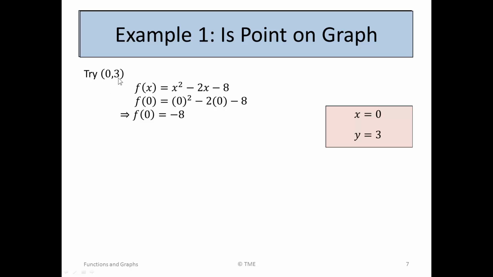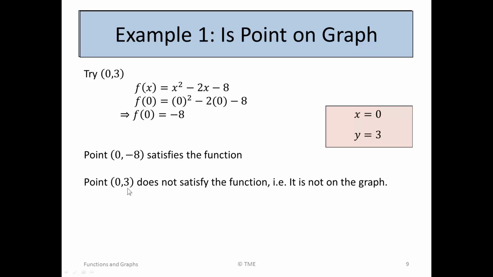So taking the x and the y together, this being the x, we find that the point (0, -8) satisfies the function. Now, with the function that's like this quadratic, if the point (0, -8) satisfies it, well, that's the only y value for the given value of x of 0. So if (0, -8) is on it, (0, 3) does not satisfy the function.